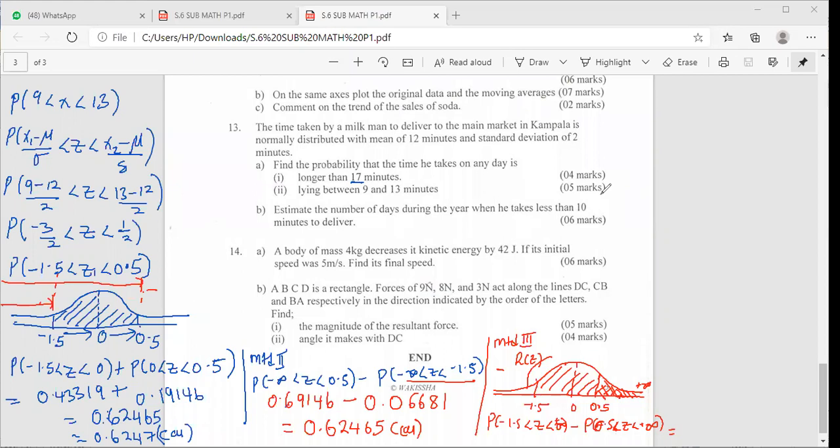For negative 1.5, we have 0.43319. Wait, we are using R, not Q. You are using Q for you. R should be 0.9.